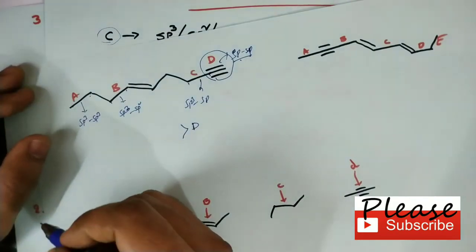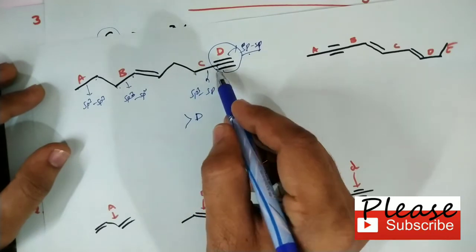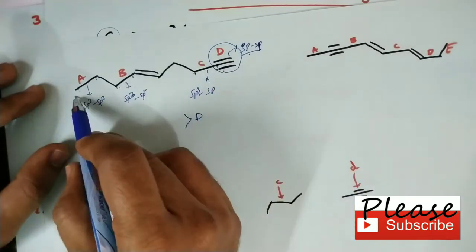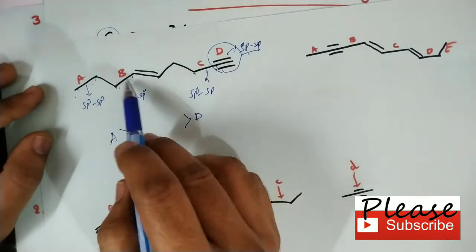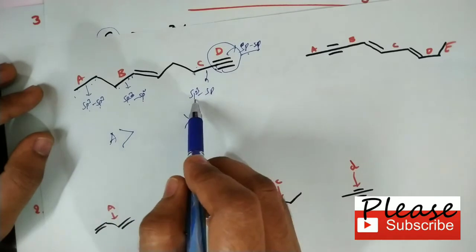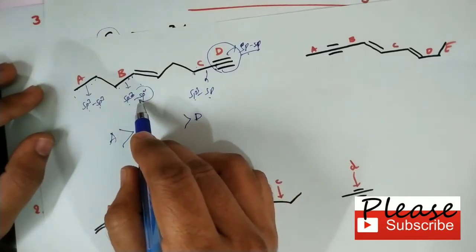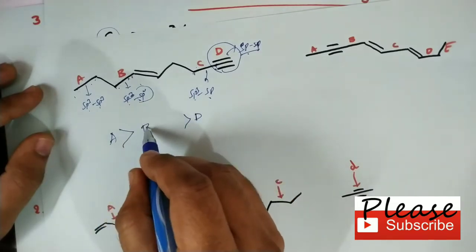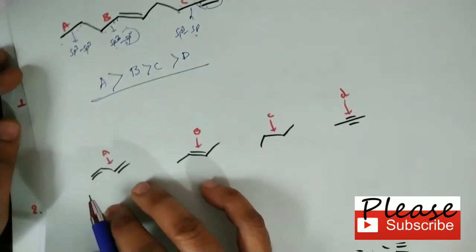Coming to this one, here sp3-sp2, here sp3-sp, and sp3-sp3 has the higher bond length. Now between B and C, sp3-sp2 and sp3-sp, this one is the higher bond length because sp2 has a larger size than sp. So that is the order for this molecule.